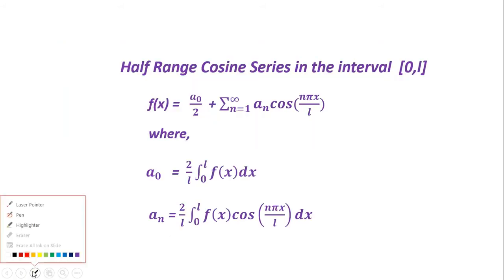Half-range cosine series in the interval from 0 to L is given as f of x equal to a0 by 2 plus summation n from 1 to infinity a n into cos n pi x by L, where a0 is equal to 2 by L integral from 0 to L f of x dx and a n is equal to 2 by L integral from 0 to L f of x into cos n pi x by L dx.